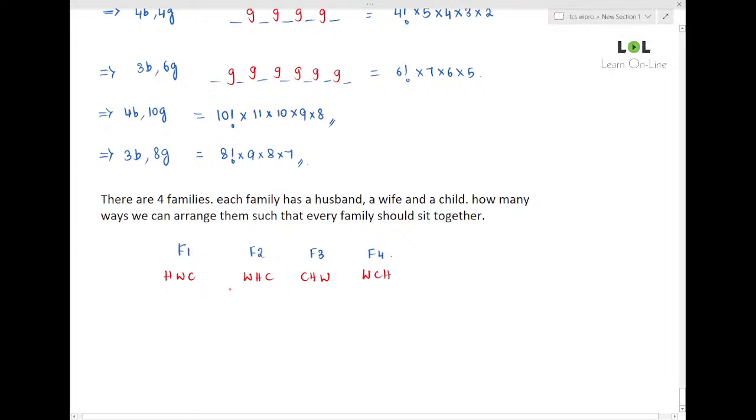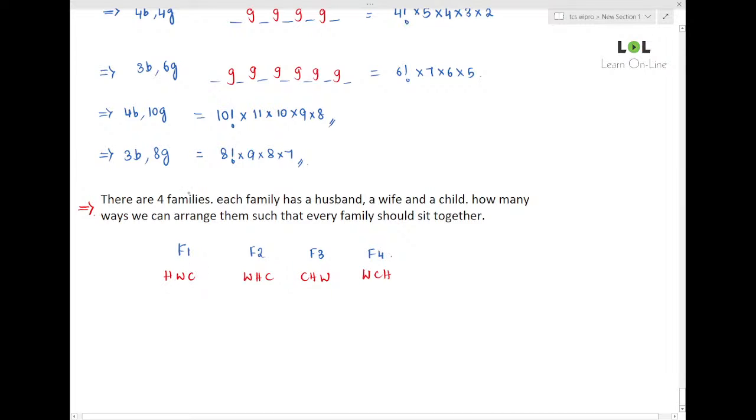Any idea what I should do? Anyone? What should I exactly do? Slightly tricky question. Anyone? What should I assume? Consider one family as one unit.